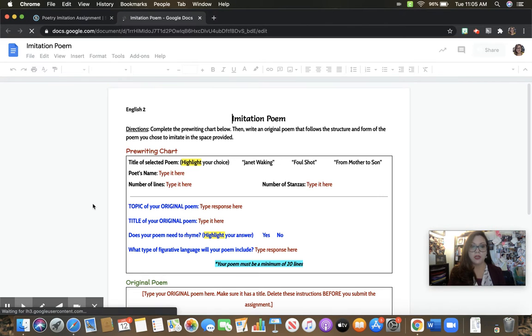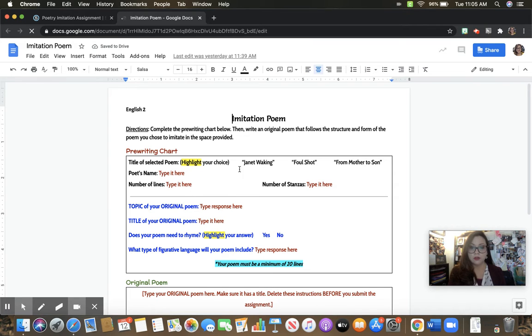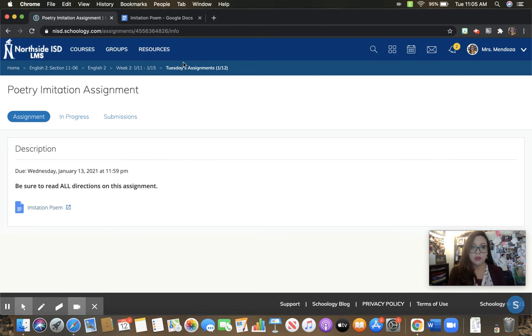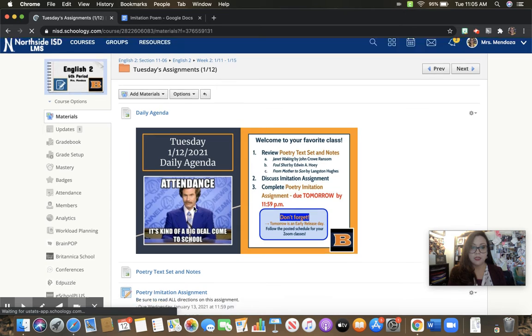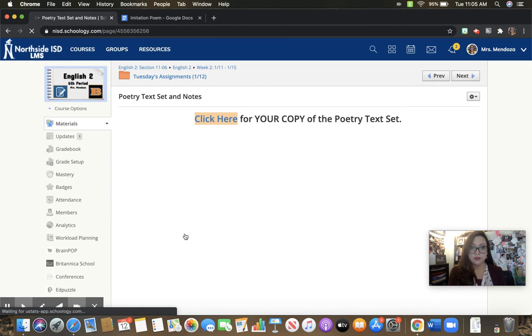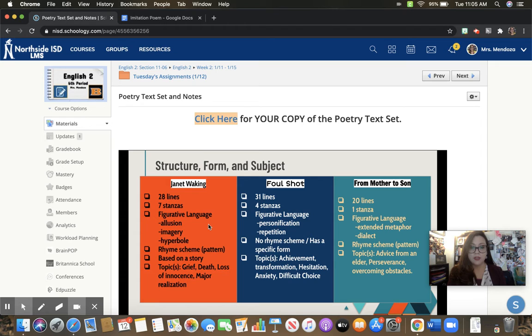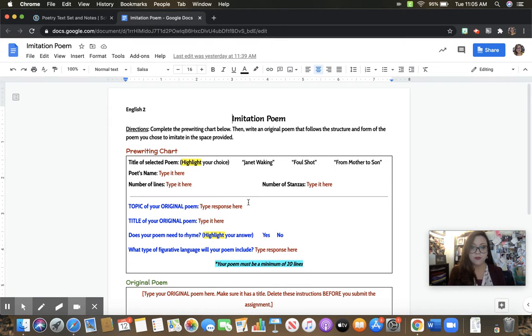So this assignment starts with a pre-writing chart, and you're just going to fill in which poem you chose, who wrote it, the number of lines, and the number of stanzas. Pro tip, these are already given to you in the notes, but it's not that hard to go back in there and figure it out. A lot of information on all of this is given to you in the poetry notes from yesterday. If you click on the notes, it's right here, whichever one you chose. So use this information to help you fill out the top.